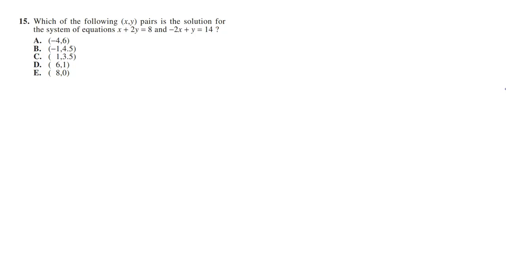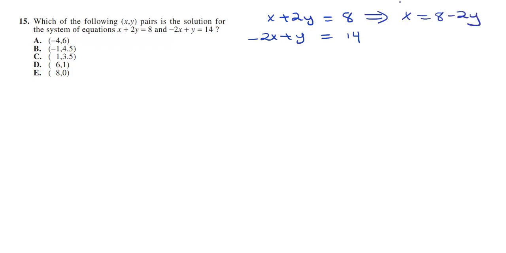We are going to try to see if we can use substitution here. This is going to be a lot easier. I always prefer to use substitution if the coefficient of one of the terms is 1. So I can say that based on this equation, x is going to be 8 minus 2y. Now I'm going to take this value and substitute it into this equation. So it's negative 2 times (8 minus 2y) plus y equal to 14.